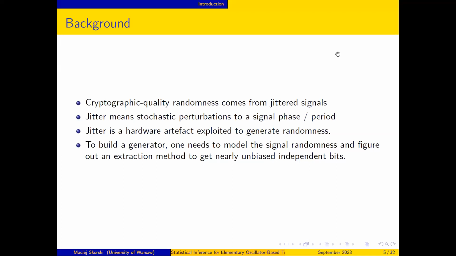Jitter is another word of critical importance. Jitter means that those signals, most of which we can think of as square-like waves, are perturbed. That means that subsequent rising and falling edges appear not regularly, but at slightly random times, slightly sooner or slightly later. And essentially, this stochastic perturbation of signals is what enables the generation and extraction of randomness.